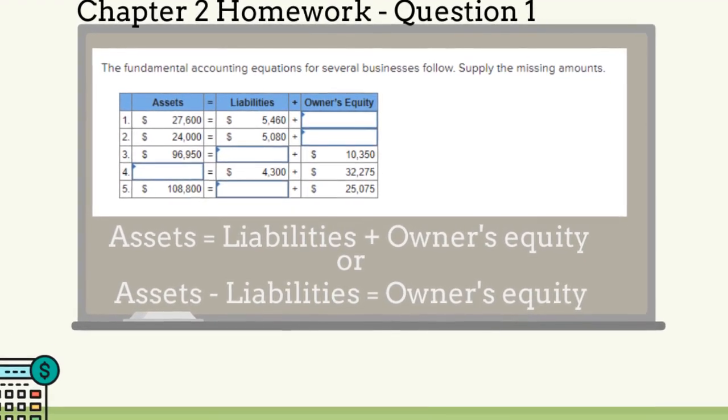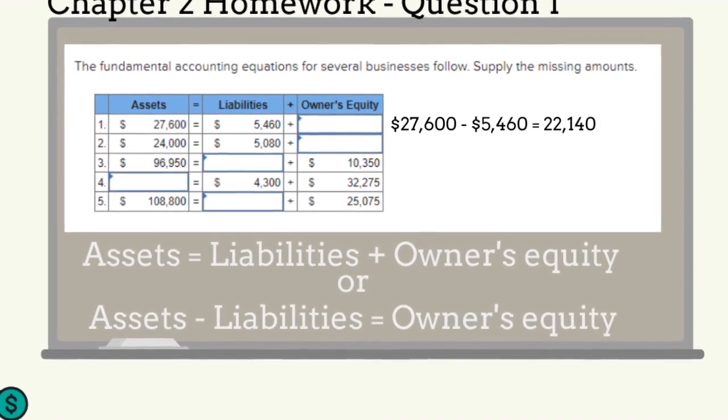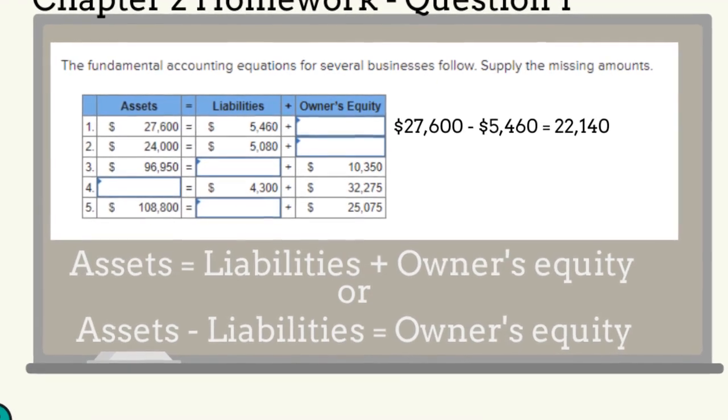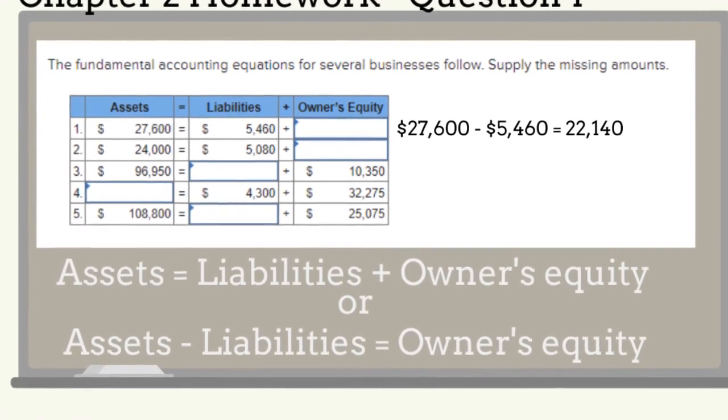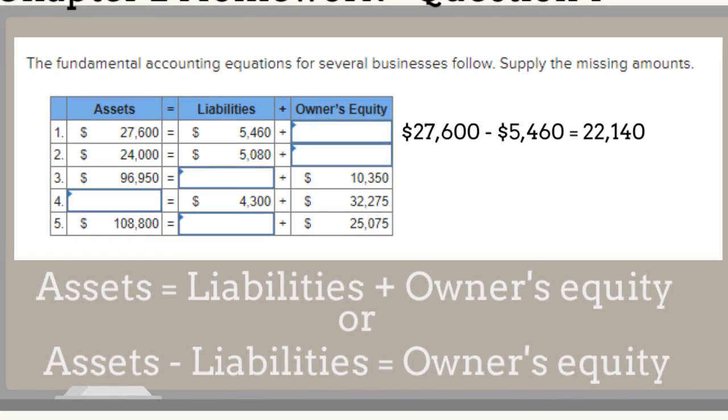So, what do we need to do for this question? We need to enter the missing amount. Let's look at the first line. $27,600 minus $5,460 equals $22,140.